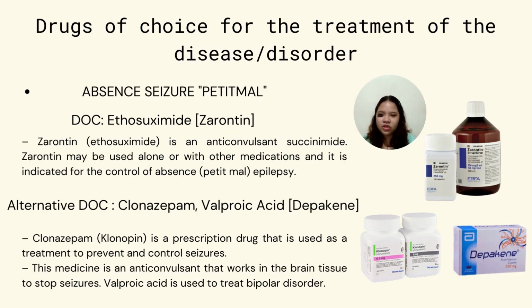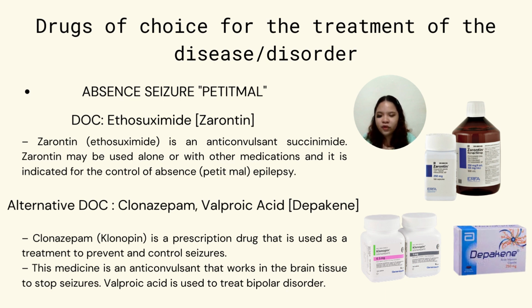So for the drugs of choice for the treatment of the disease or disorder. For the absence seizure, petit mal, the drug of choice is ethosuximide, Zarontin. Zarontin is a prescription medicine used to treat the symptoms of absence seizures, and its generic name is ethosuximide. Zarontin may be used alone or with other medications, and it is indicated for the control of absence epilepsy. Zarontin is an anticonvulsant succinimide. Ethosuximide should not be used in patients with a history of hypersensitivity to succinimides.